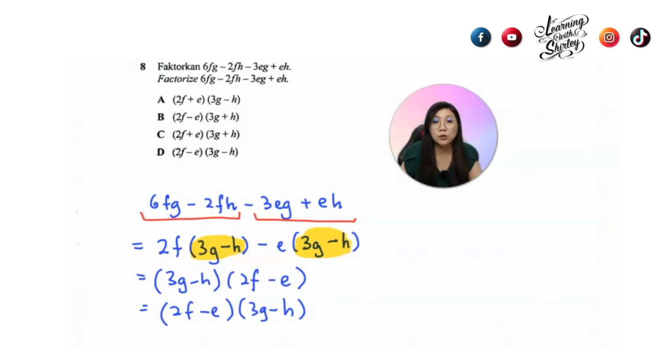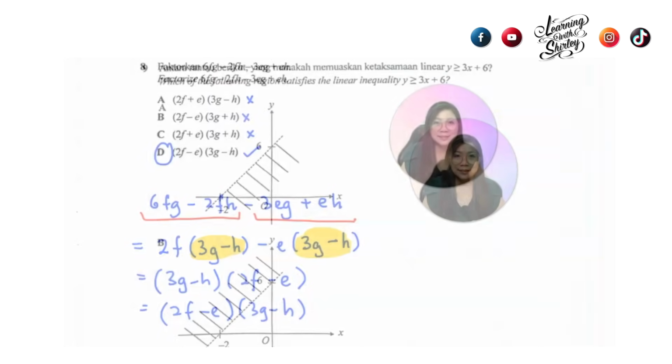Okay, so now let's look at the options. A, B, C, D. 2f minus e, 2f minus e, so this is incorrect. And then the next one is 3g minus h. So this is incorrect, this is correct. So the answer is D.